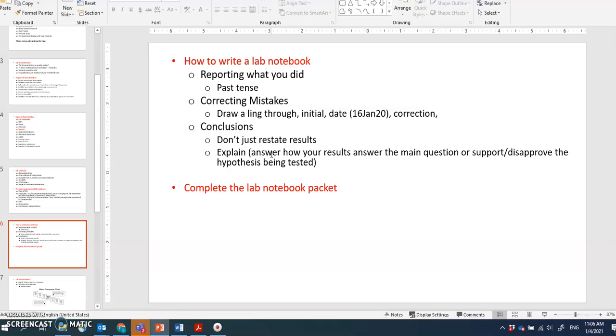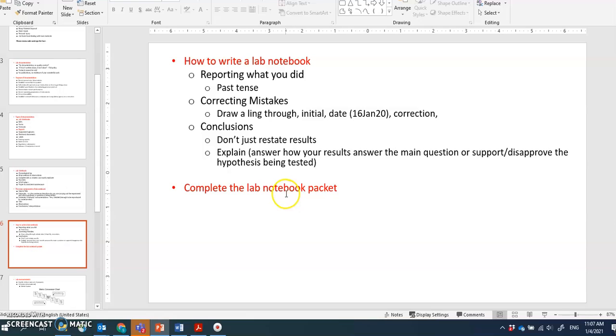Okay, and the conclusion. So do not just restate the result. Okay, so how is conclusion different from your result? The difference is the conclusion always draws back to your original question, original hypothesis, and makes a statement about that. Okay, so explain how your result answers the main question or main hypothesis you're trying to support or disprove. So it's the statement about your main question, main hypothesis. That's what conclusion is. Okay.